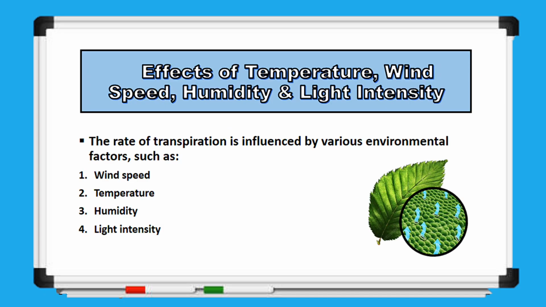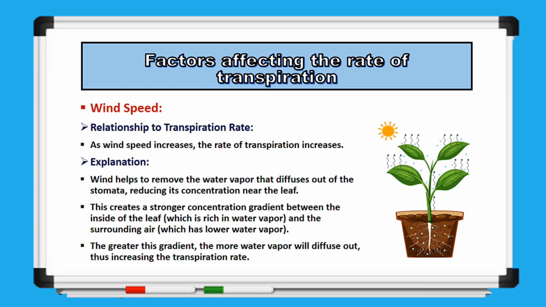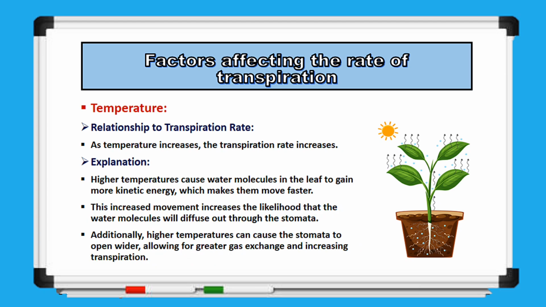So, these are the factors that can affect the rate of transpiration: wind speed, temperature, humidity, and light intensity. So, the first factor is wind speed and how it affects the rate of transpiration. As wind speed increases, the rate of transpiration also increases. Why? Well, wind blows away the water vapor that builds up near the leaf stomata, which lowers the water vapor concentration around the leaf. This creates a stronger concentration gradient between the moist inside of the leaf and the drier surrounding air. And the result, a bigger concentration gradient means water vapor diffuses out faster, so the transpiration rate goes up.